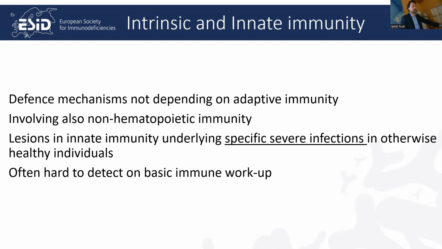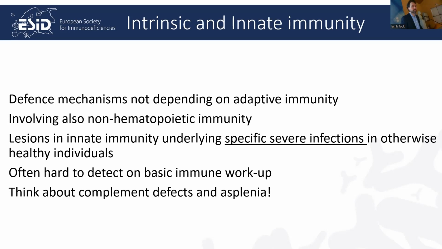And these defects are often hard to detect on basic immune workup, because we are looking at cells in the blood, which, as Marianna told us yesterday, it was very nice, are just a snapshot of the cells that pass there, but we do not have the full picture. Often, to detect the defect on the blood cells, you need specialized functional testing that is not always readily available, and genetics is often the answer to diagnose these defects.